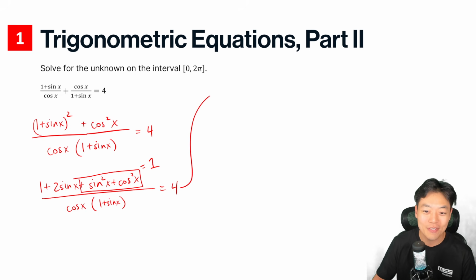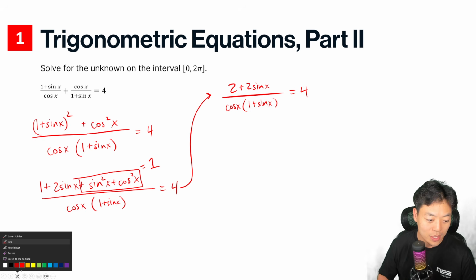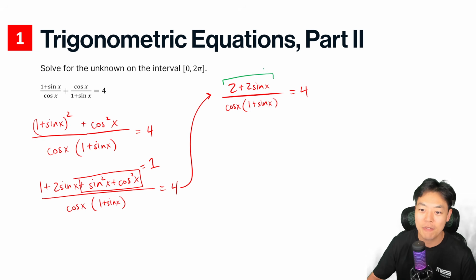So now we have a new equation. We have 2 plus 2 sine x all over cosine of x times 1 plus sine x, and something beautiful is about to happen here. This top portion, this numerator, has a common factor of 2. So if we factor out a 2, we get 1 plus sine x. Isn't this quite the beauty?